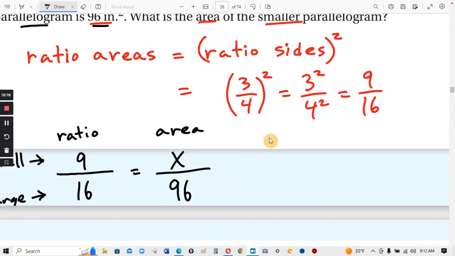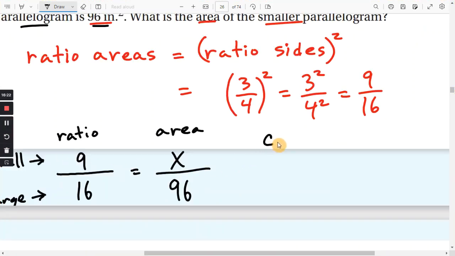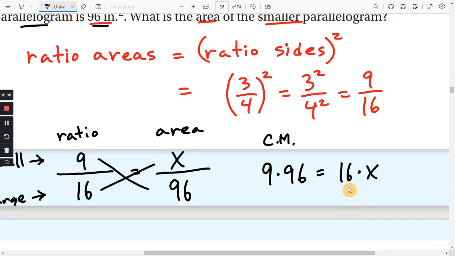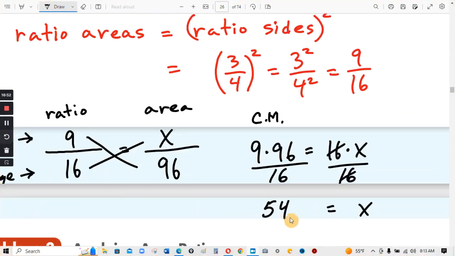Okay, you want to cross multiply. Top times bottom is 9 times 96. Bottom times top is 16 times x. The opposite of times 16 is divided by 16. You have to do that to both sides. It cancels here. I'm going to do this on the calculator. 9 times 96 divided by 16. And I get x equals 54.